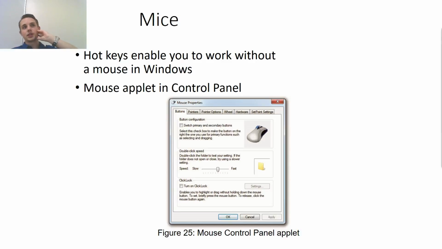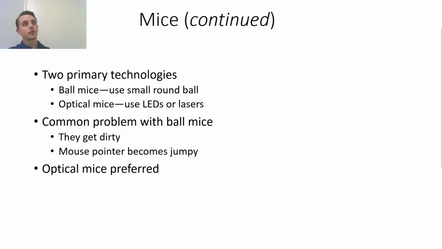Nice, you can configure things such as reversing left and right mouse buttons, so left is right, right is left. How fast the mouse can move on the screen, how sensitive it is, and so on. I don't think you're going to see any ball mice anymore.